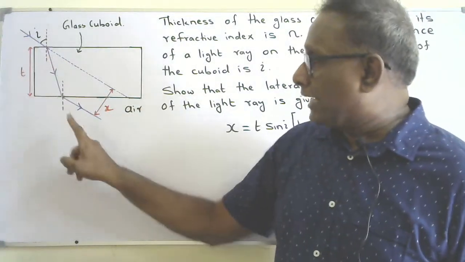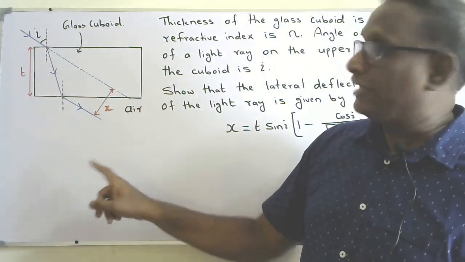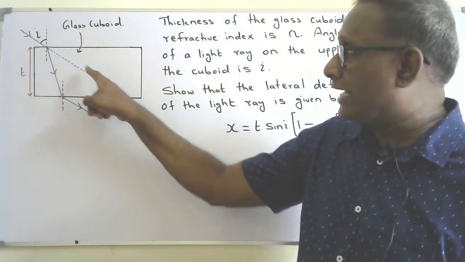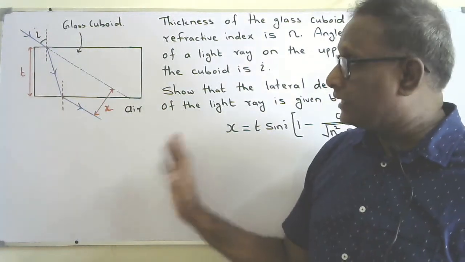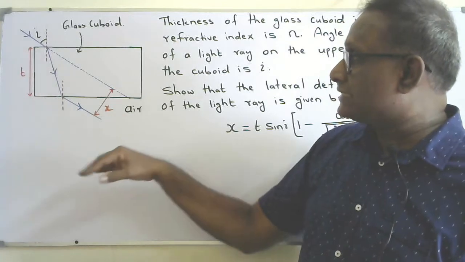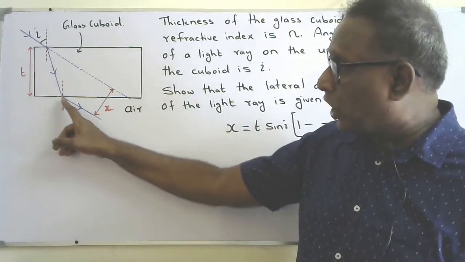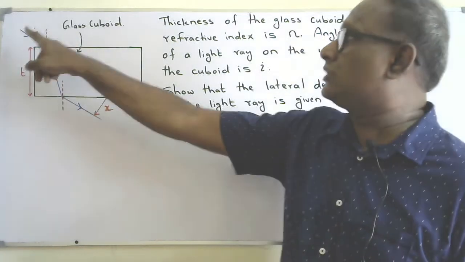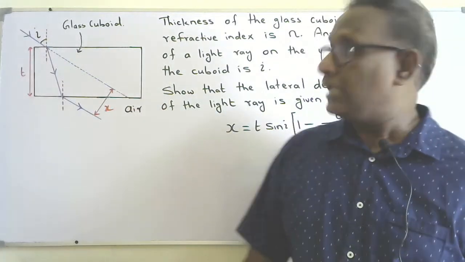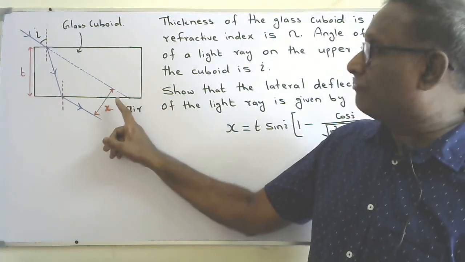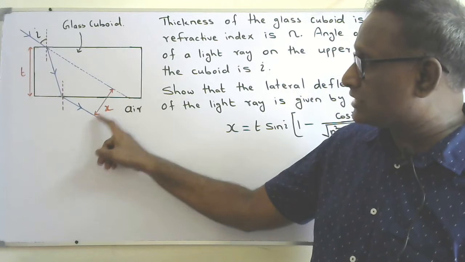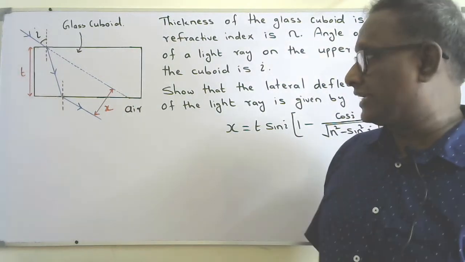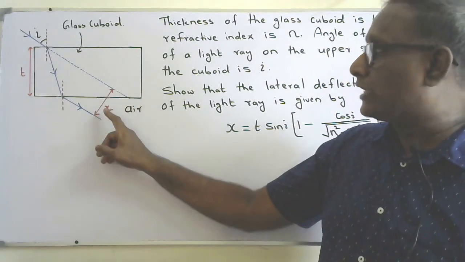Even though they are parallel to each other, there is a deflection. Light would have gone this way if there were no glass cuboid. But finally, the light is emerging into air along this path, which is parallel to the initial direction of the light ray. But there is a deflection. This deflection is called lateral deflection. In this question, it is denoted by X.